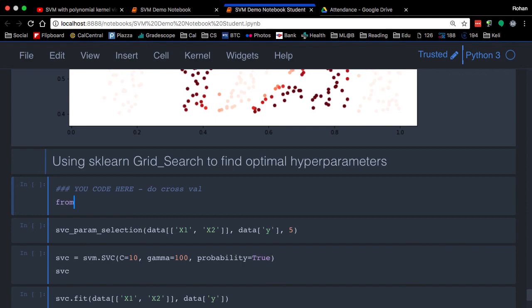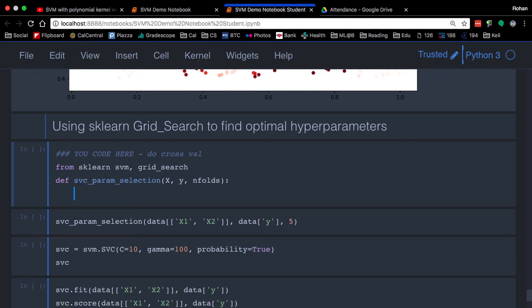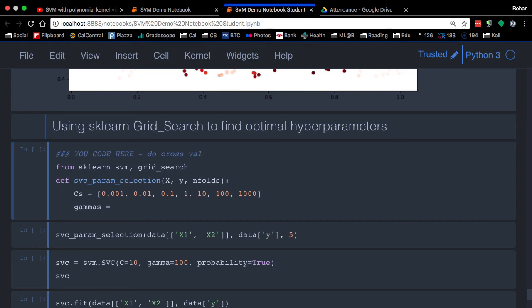So we're going to import this thing called grid search, which is really useful, and I'll show you what it does. We'll define a method, def svc param selection, taking x, y, and folds. I'm going to loop over a bunch of these Cs. Typically I want them orders of magnitude apart: 10, 100, 1,000. The gammas are going to be something similar, but I don't need to go all the way to 1,000.